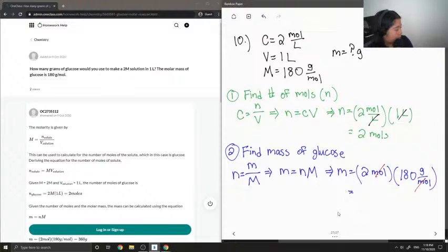So therefore, we can answer the question now. There are 360 grams of glucose. And this is used to make the 2 moles per liter solution in 1 liter.